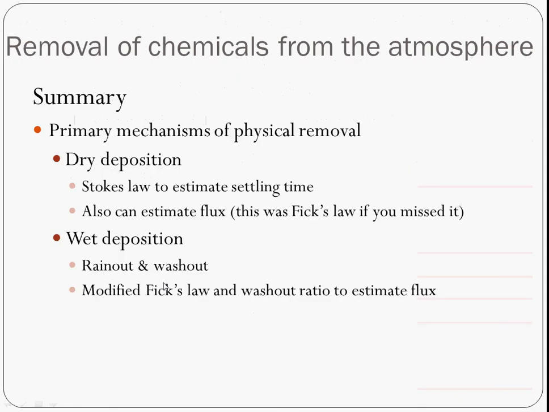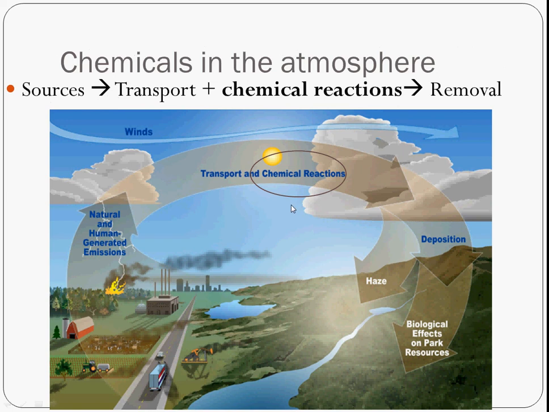Okay, so just to kind of sum up, we've got the primary mechanisms of removal of things from the atmosphere being dry deposition, and we use Stokes' law to estimate settling velocity. And then we can estimate the flux. And in case you missed it, this is essentially a modified Fick's law, what we're using right off the bat in class with surface water. And wet deposition, we've got rainout and washout. And again, this is just a modified Fick's law that uses washout ratio to estimate flux. And that's it. The last bit that we'll be talking about in class, and I think one more video, are chemical reactions.